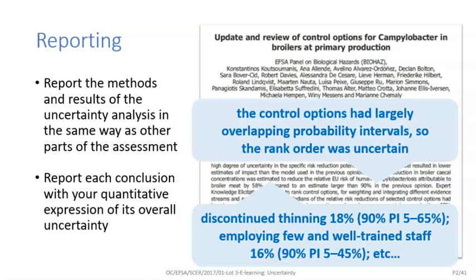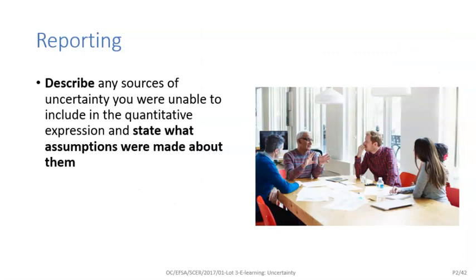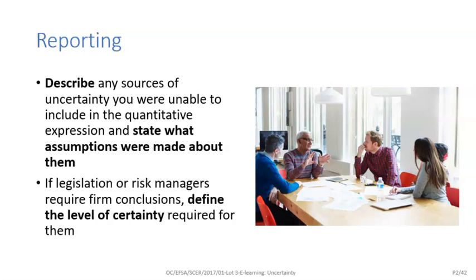If there are some uncertainties that you feel unable to include in your quantitative assessment, you must describe these qualitatively and state what assumptions have been made about them. This is essential because your probabilities will be conditional on those assumptions being correct. Finally, if legislation or risk managers require firm conclusions, define the level of certainty required for them, as we discussed in the previous presentation.